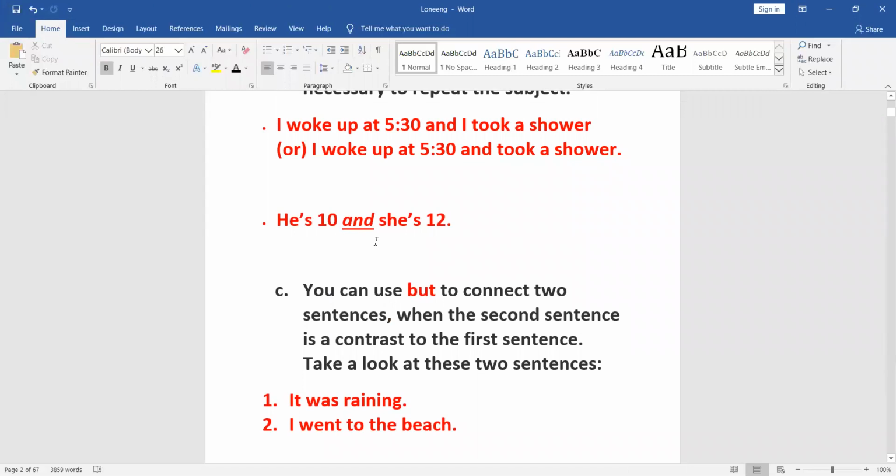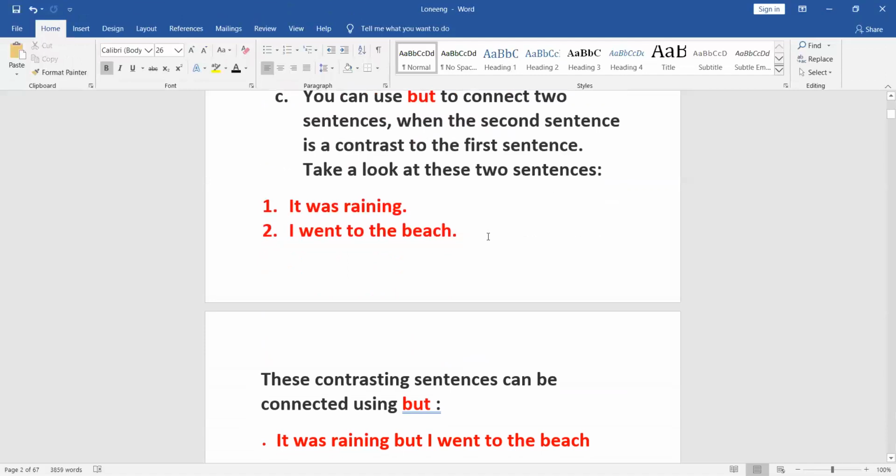He's 10 and she's 12. Let's say you're asking me how old my children are. Then I'm saying he is 10 years old and she is 12 years old. Then I can say, he's 10 and she's 12. Short form. Okay. I told you in the beginning, if you speak short sentences but correct, then that's okay. All right. And let's move on.